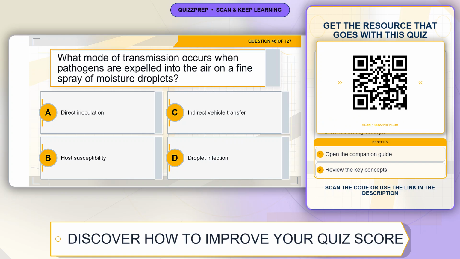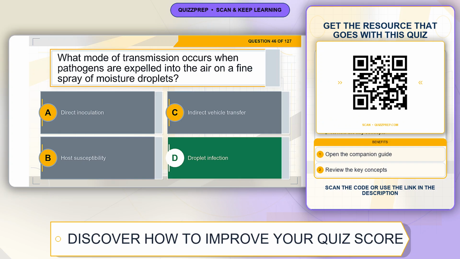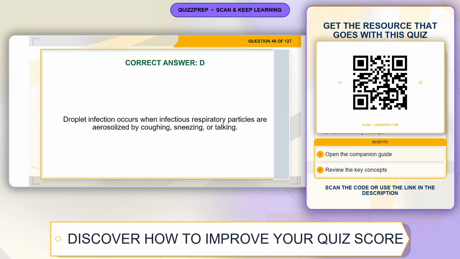Question 46. What mode of transmission occurs when pathogens are expelled into the air on a fine spray of moisture droplets? Option A, direct inoculation. Option B, host susceptibility. Option C, indirect vehicle transfer. Option D, droplet infection. The correct answer is option D, droplet infection. Explanation. Droplet infection occurs when infectious respiratory particles are aerosolized by coughing, sneezing, or talking.